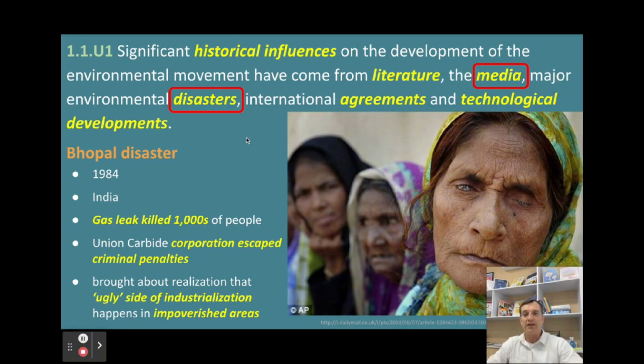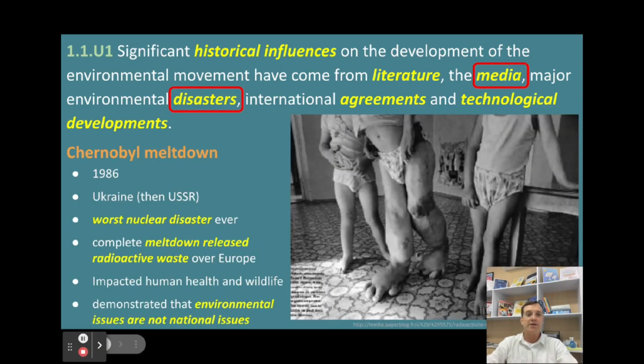Media plays a big role in people being exposed to natural disasters. A very famous natural disaster that unfolded on television was the Bhopal disaster in India in the mid-1980s, where literally overnight, thousands of people and livestock died from a gas leak. Union Carbide was seen as this big, faceless corporate entity that ultimately paid very little in penalties compared to the human life that was lost. It made people realize the ugly side of industrialization, particularly how they were exploiting poor or impoverished people around the world.